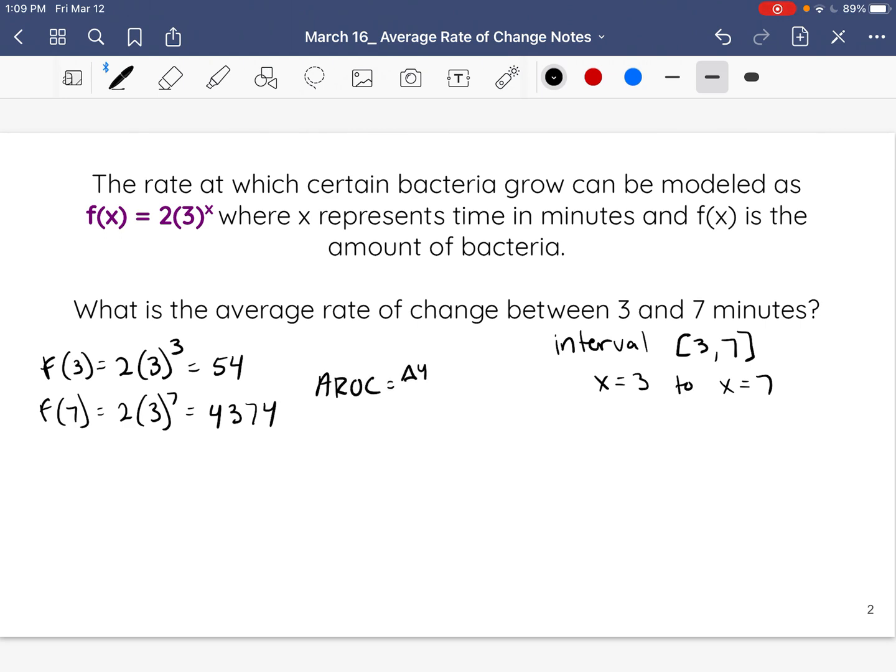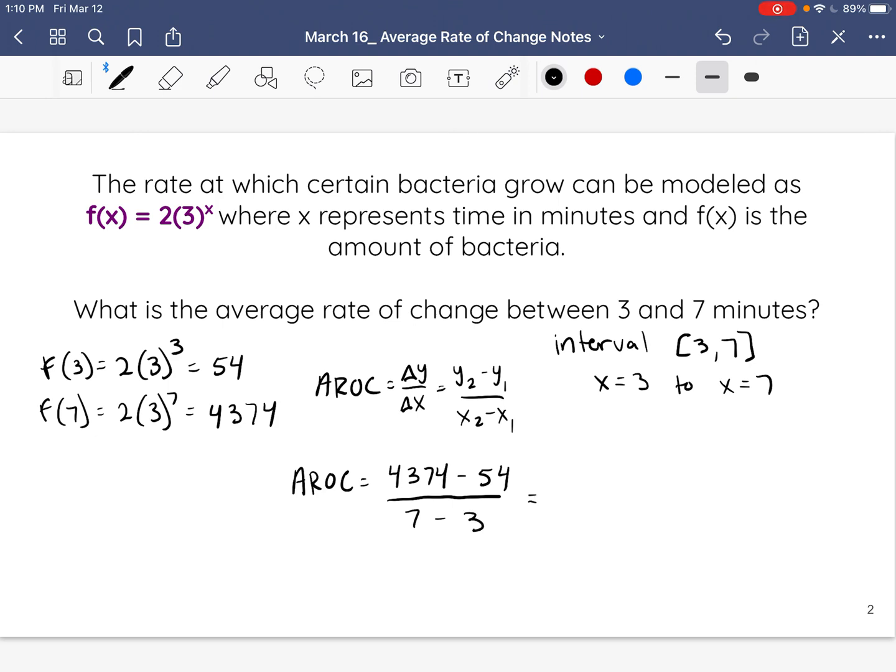Now, to find the average rate of change, I like to abbreviate that as AROC, A-R-O-C. That is our change in y divided by our change in x, or in other words, our y2 minus y1 over x2 minus x1. So in this case, I've got two x values of 3 and 7, and two y values of 54 and 4,374. So to find my average rate of change, I'm going to do 4,374 minus 54, and I'm going to divide that by 7 minus 3.